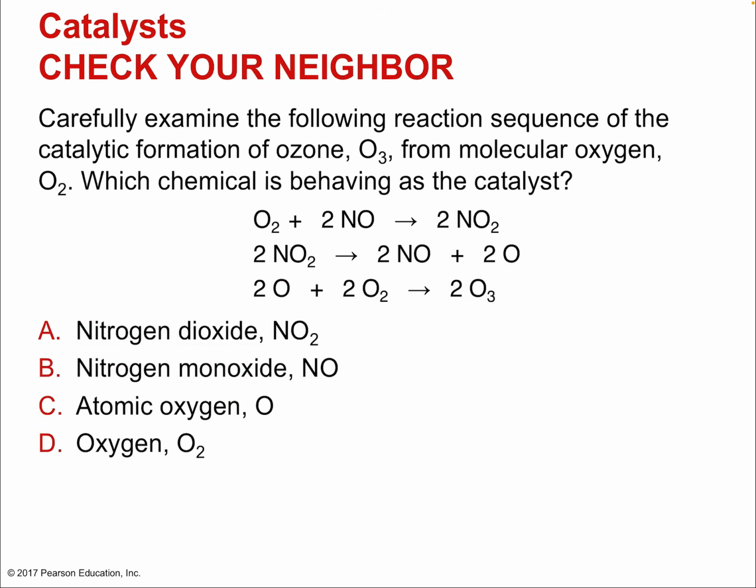So carefully examine the following reaction sequence of the catalytic formation of ozone from oxygen. So this is actually going the other way. This is forming ozone from oxygen, which is also plenty possible. The reaction is going to go either way. In this case, we have a catalyst, right? Well, what is it? Well, here's our first balanced chemical equation, followed by a second balanced chemical equation, and a final third balanced chemical equation. The idea here is that these three reactions lead to the final product of ozone, starting with oxygen.